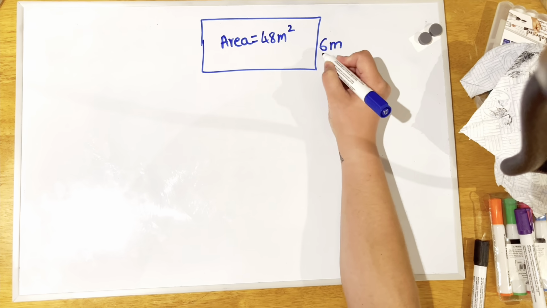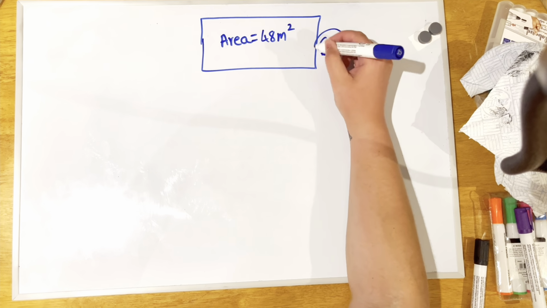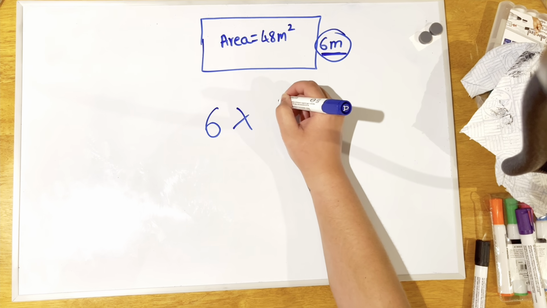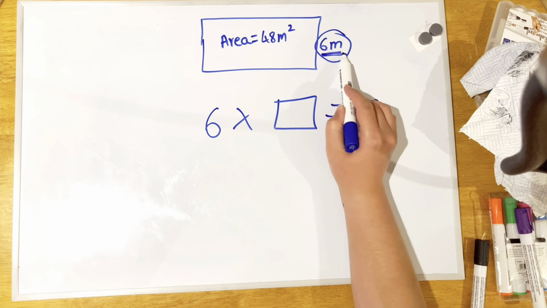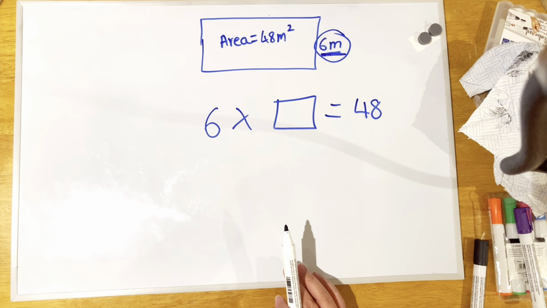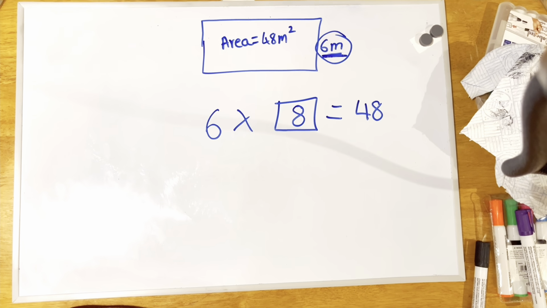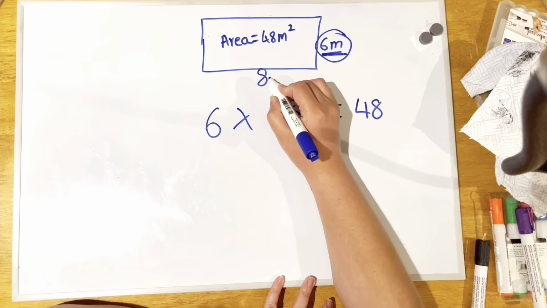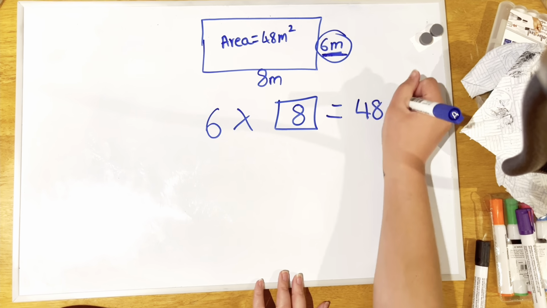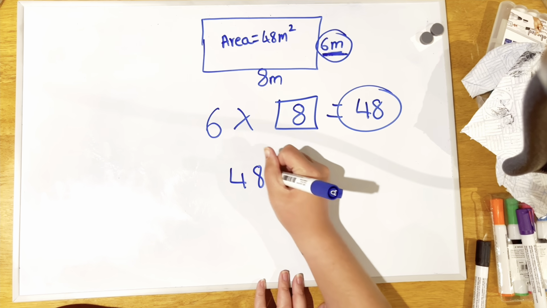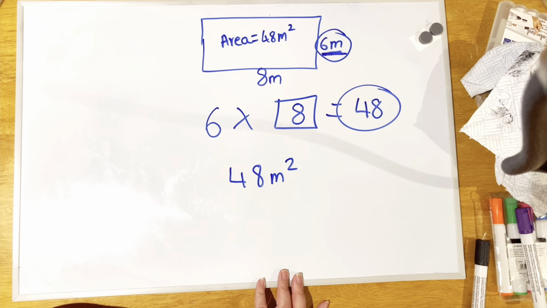Well, I know the area is my width times my length. So 6 times what equals 48? Because I need to do 6 times something that equals 48. Well, 6 times 8 equals 48, so I know that my length is 8 metres. So 6 times 8 equals 48, so in total my area is 48 metres squared, my length is 8 metres, my width is 6 metres.